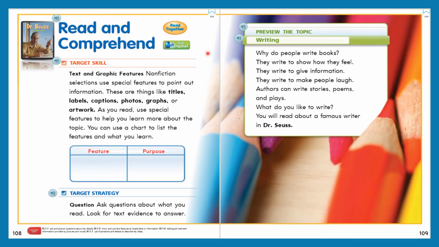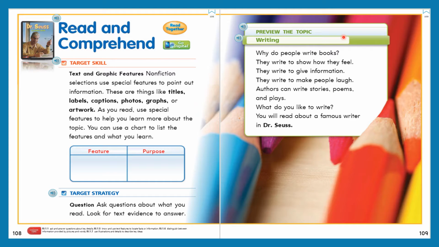Before we begin reading Dr. Seuss, let's look a little closer at our target skill, text and graphic features. Nonfiction selections use special features to point out information. These are things like titles and labels and captions, photos, graphs, or even artwork. As you read, use special features to help you learn more about the topic. You can use a chart to list the features and what you learn, just like a chart like this.